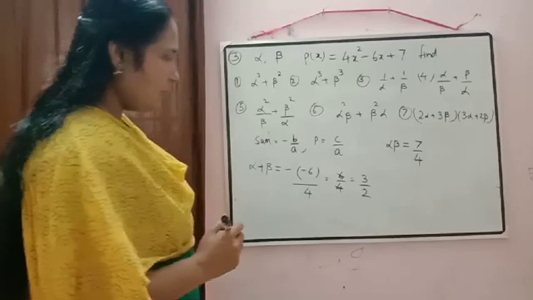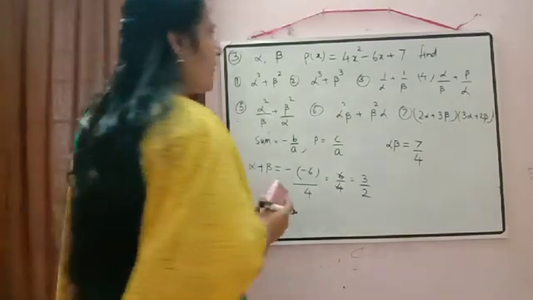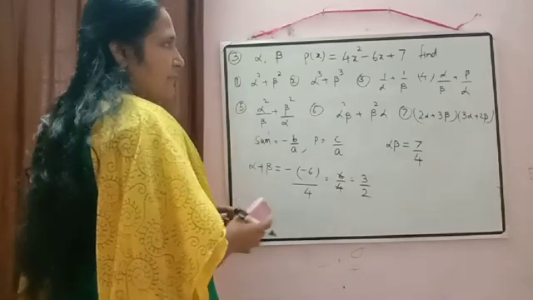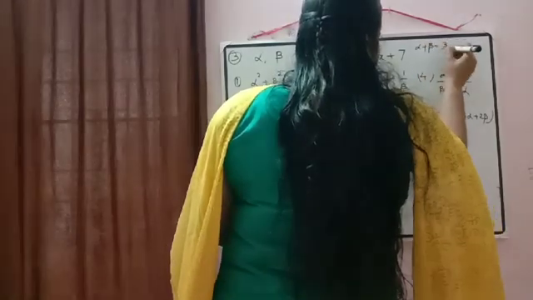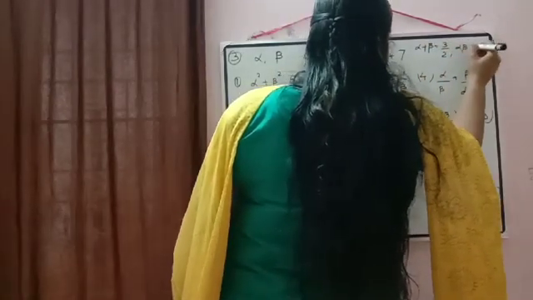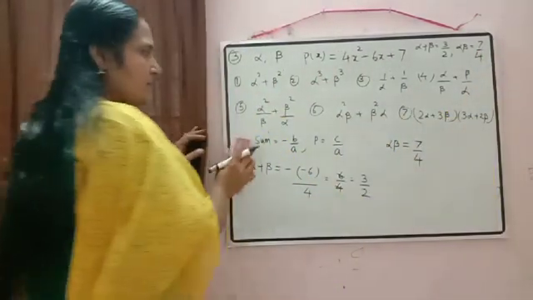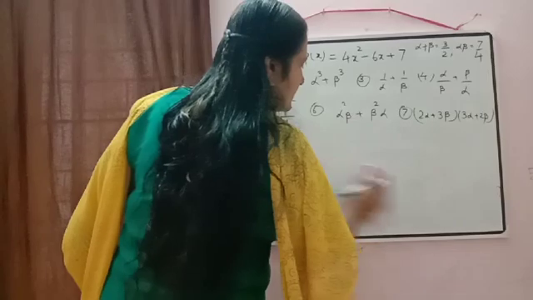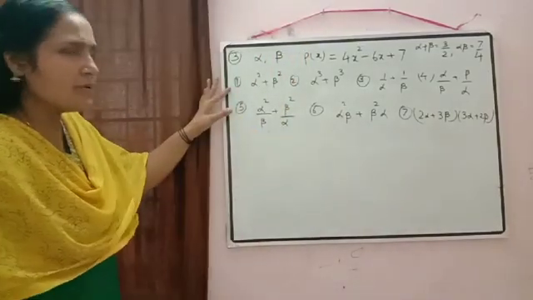So we got the value alpha plus beta is equal to 3 by 2, and alpha beta is equal to 7 by 4. So I am writing the value here. Alpha plus beta we got here 3 by 2, and alpha beta is equal to 7 by 4. These are the two things at present which we know. Based on this, remaining all we can solve now. Okay. Now the first one.